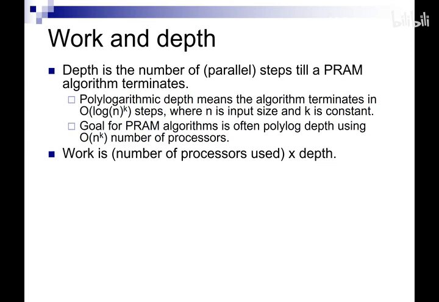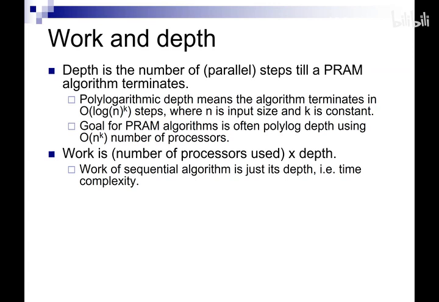So that's the depth. And now the work of the PRAM algorithm is simply the number of processors that you use times the depth. So that's kind of like the maximum amount of computation that all of these processors can do in the amount of time that your algorithm runs for. If you compare this to the work for a sequential program, the number of processors is 1, and the depth is just the time complexity of the algorithm. So therefore, the work of a sequential algorithm is equal to its time complexity.